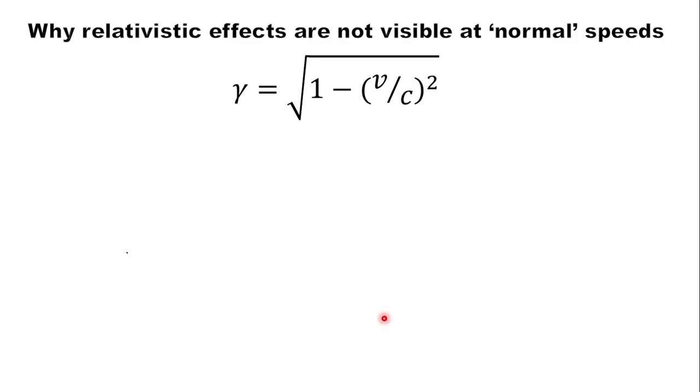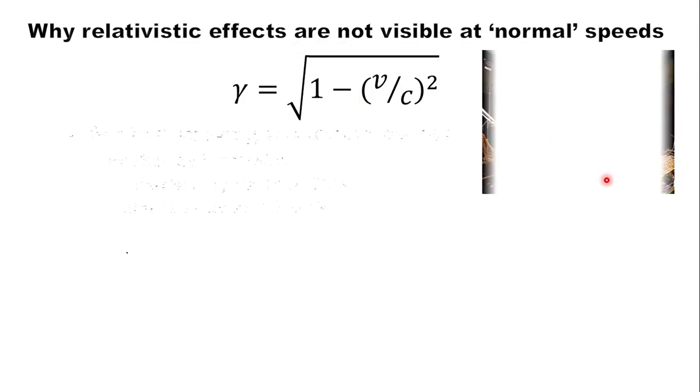So let me show you how this works, and explain why relativistic effects, even though they're always happening, we don't notice. There's always length contraction anytime two objects are moving relative to each other, there's always time dilation, but we don't notice this in our ordinary lives because we don't travel anywhere near the speed of light.